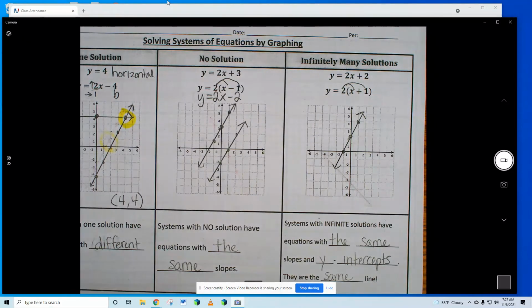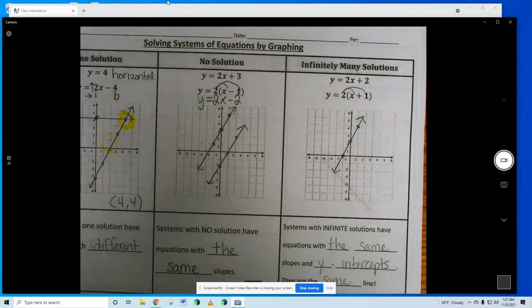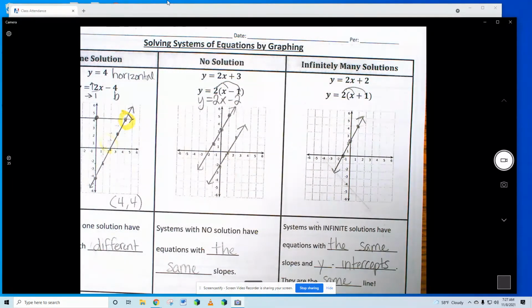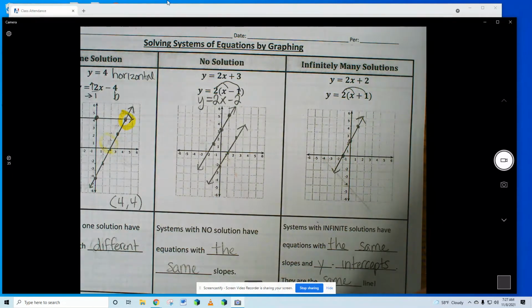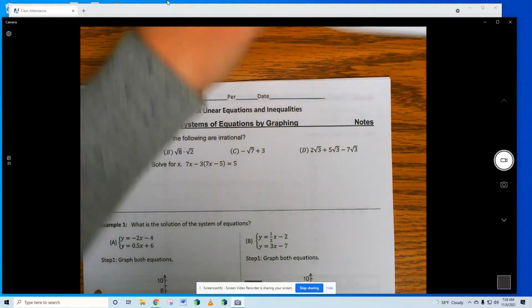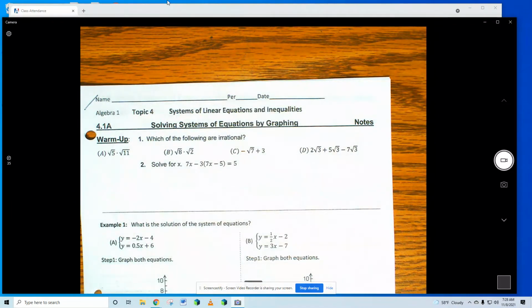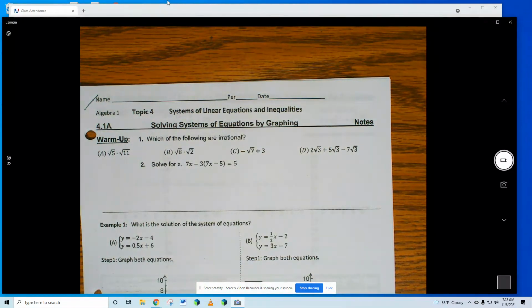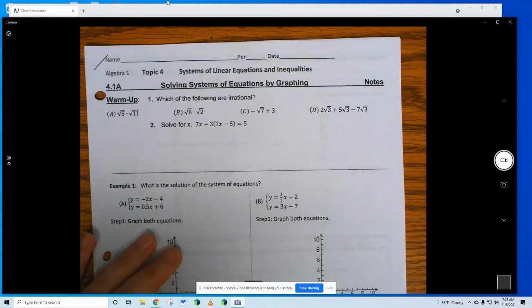So now we're going to transition to your notes packet. And your notes packet is 4.1a. This is the easiest section because, as you can see, we're just graphing lines and looking at where they intersect. Here's notes for 4.1a.